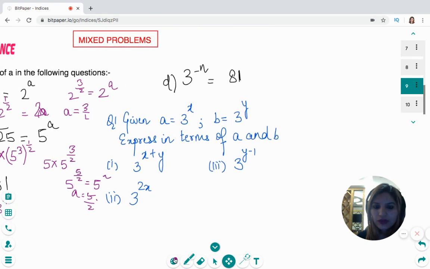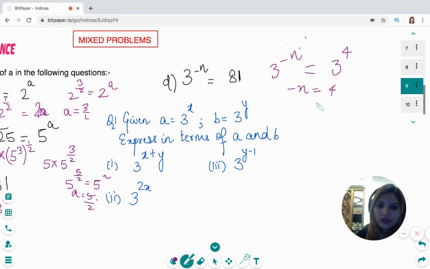Now let's do this question. 3 to the power minus n equals 81. So first let's convert it into a positive power, so 1 over 3 to the power n, or you can just write 81 as 3 to the power 4. So 3 to the power minus n is 3 to the power 4, so minus n is equal to 4. So it means n is equal to minus 4. Okay, so I hope this is clear to you.